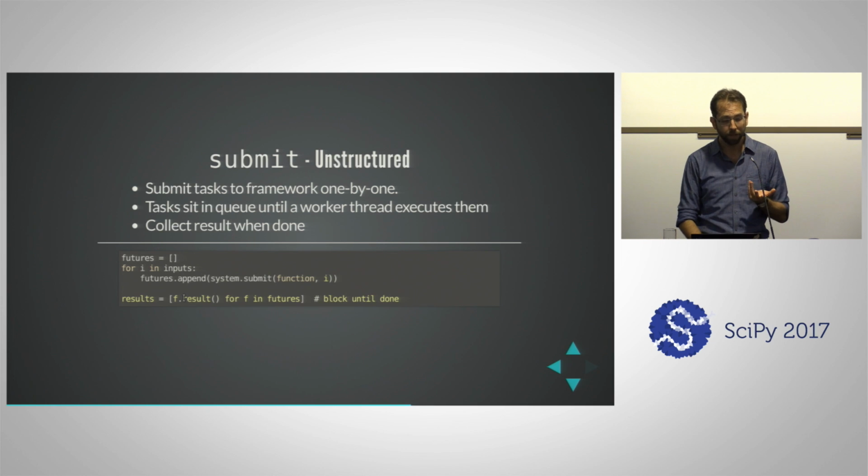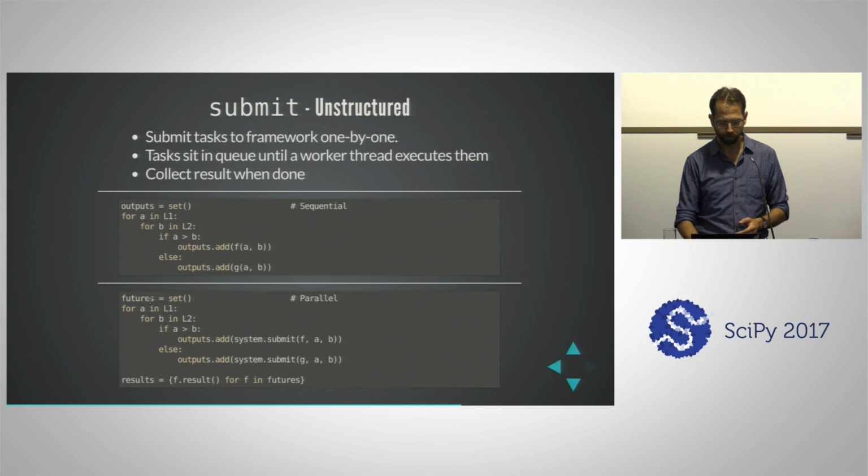So we can, in fact, implement map by just calling submit many times, creating a list of futures, and then waiting for all those futures to return. The nice thing about this is that it allows us to mimic our sequential code relatively closely, even if that sequential code is somewhat complex.